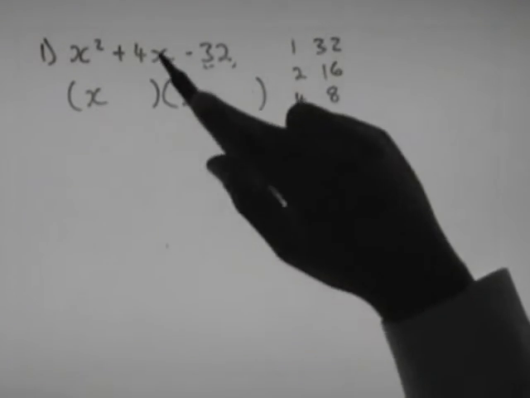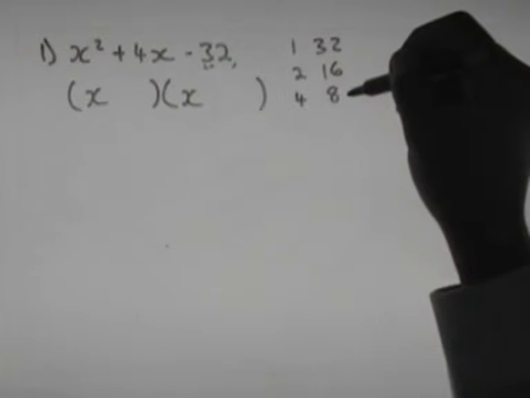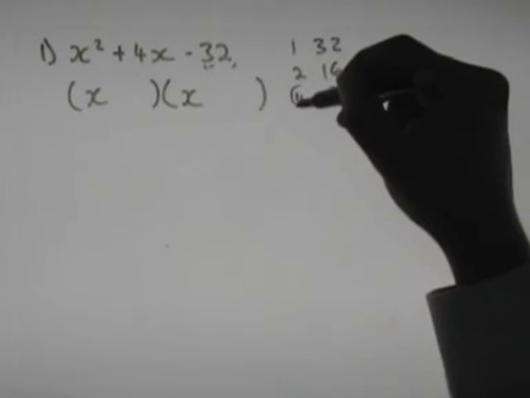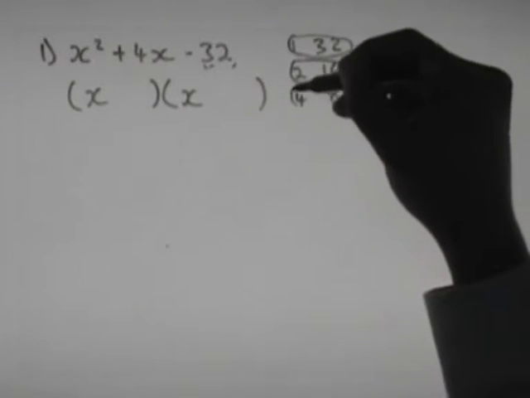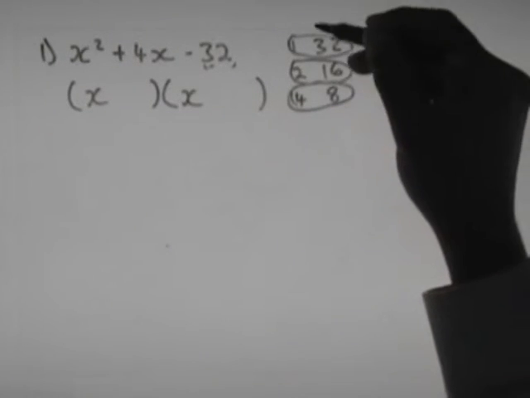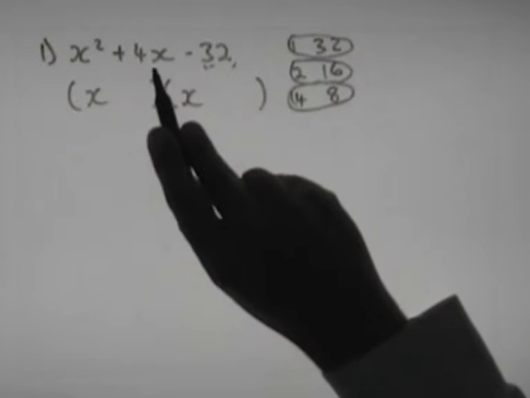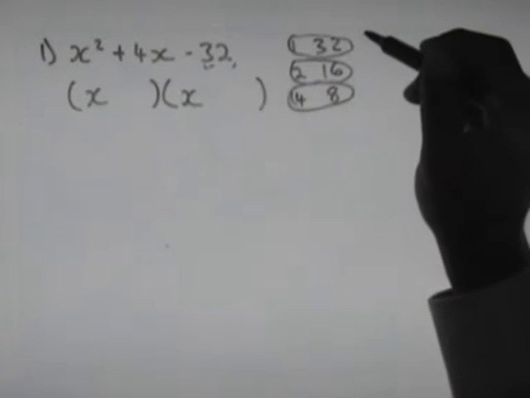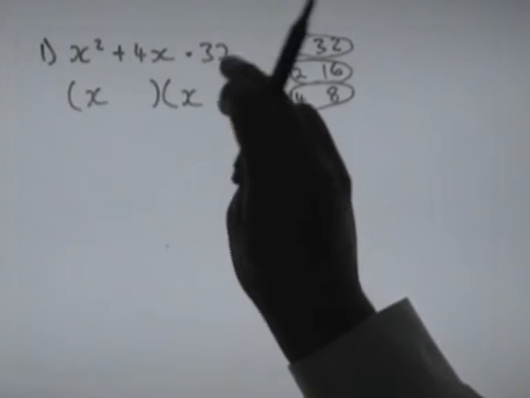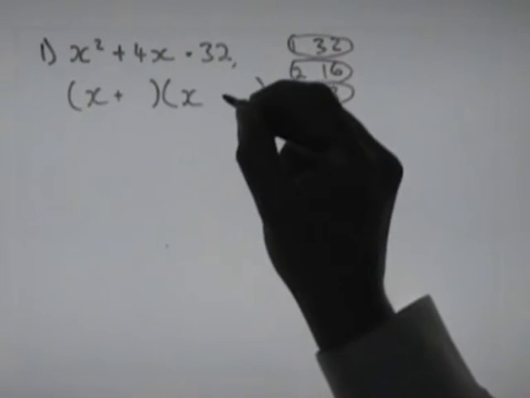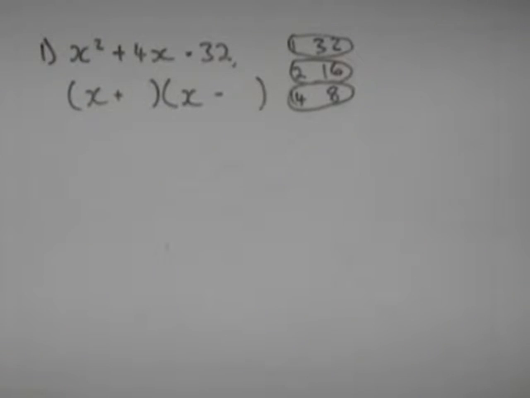What we are looking for is which combination of these. It has to be a set, either 2 and 16 or 1 and 32 or 4 and 8. Which set of these are going to give us positive 4? Remember that we've got to get to negative 32, which means that one bracket is a positive and one bracket is a negative.